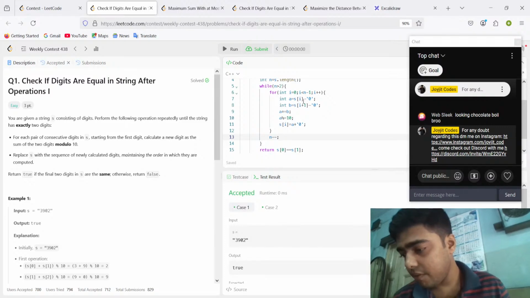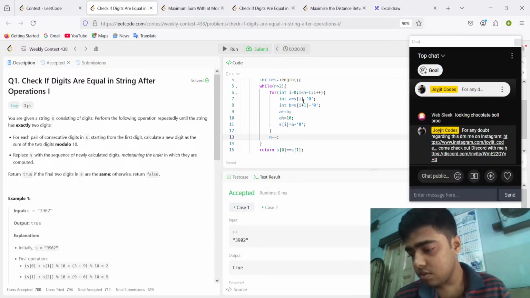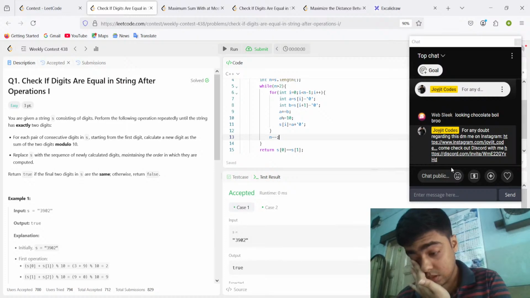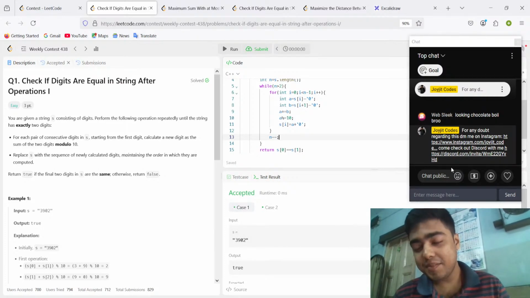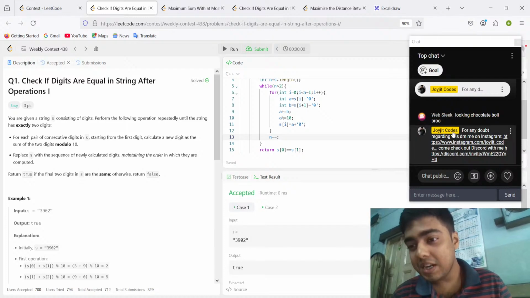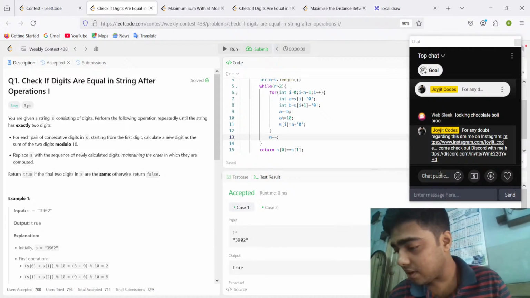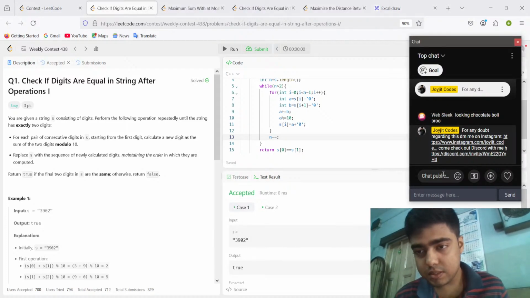Is it clear? Can we move on to the next problem? See, a no answer means yes. Okay, I mean, no, it obviously doesn't mean so. But yeah, just be a little bit responsive in the comments.